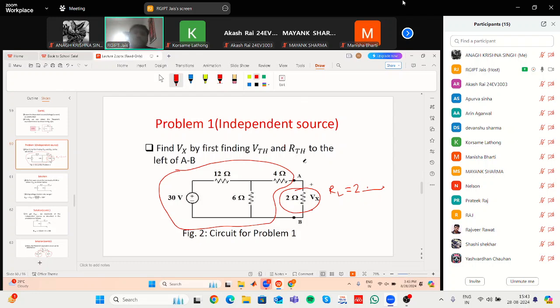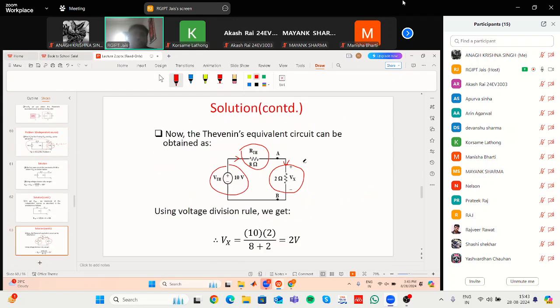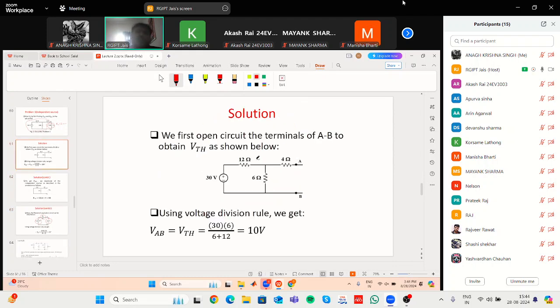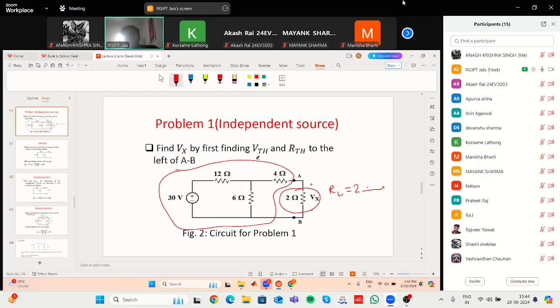First step, you have to find what will be the equivalent voltage. So VTH, sometimes it is basically known as the Thevenin's equivalent voltage. This RTH is known as the Thevenin's equivalent resistance. So first thing, you have to find out what is the VTH. To find that, what you have to do? So the first step will be, you have to disconnect the load.